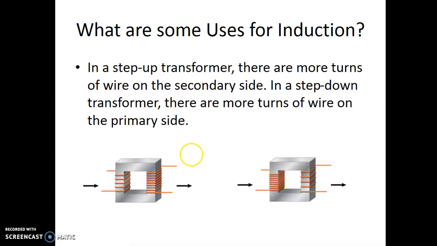So here we go, step-up transformers. In a step-up transformer, there are more turns of wire on the secondary side, and in a step-down transformer, there are more turns of wire on the primary side. Here's a step-up one. Fewer coils here, and over here there are more. So step up: lower voltage, higher voltage. Over here we're going to step down. More coils here, fewer coils over here. So we're stepping it down. The voltage is going down in this one.